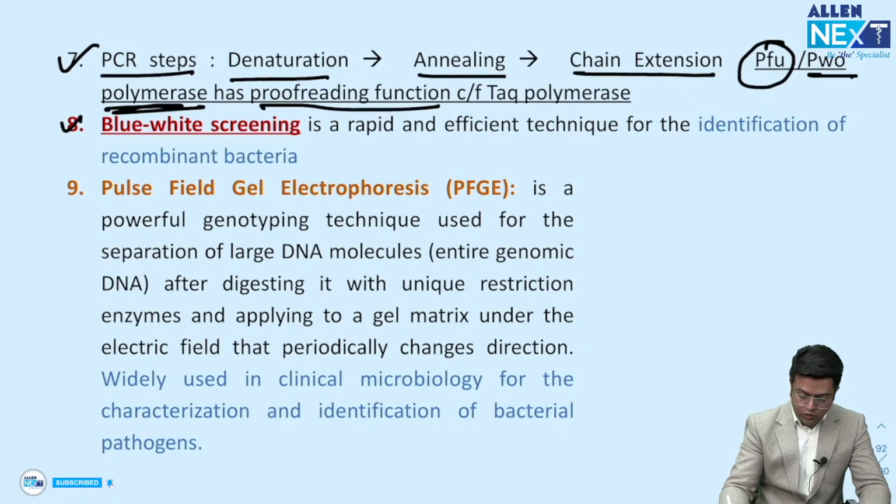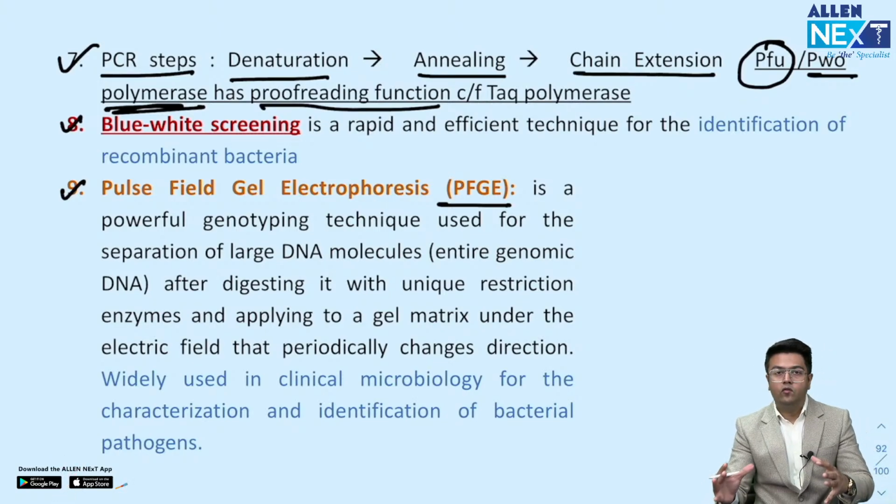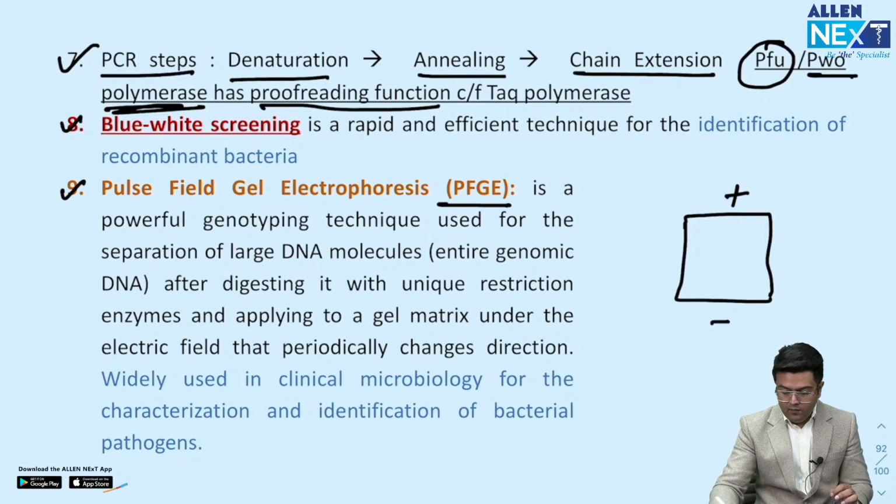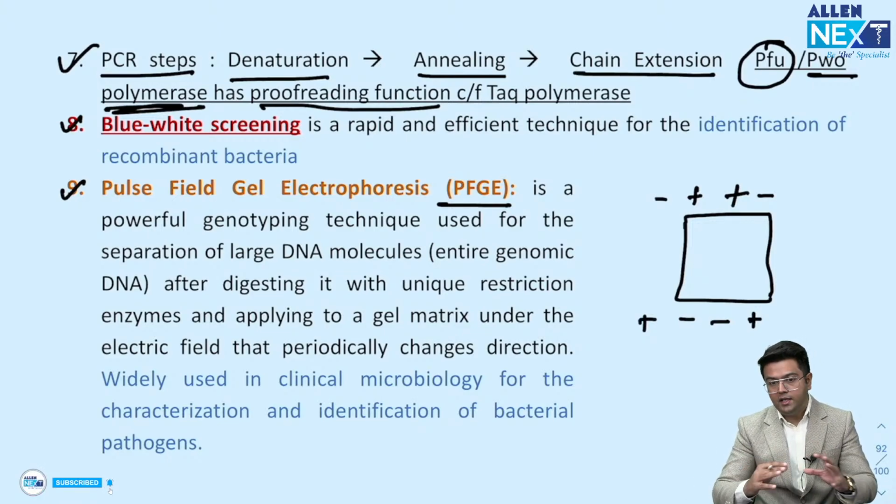Blue white screening, I told you. Guys, there is one more type of electrophoresis that's called pulse field gel electrophoresis. Pulse means we will change the direction. Normally, let's say this is cathode and anode, right? But we will keep on changing it. So we will be making the pulses like this. So we will keep on changing the electric field.